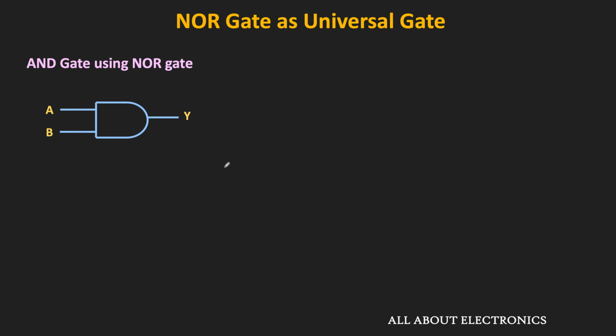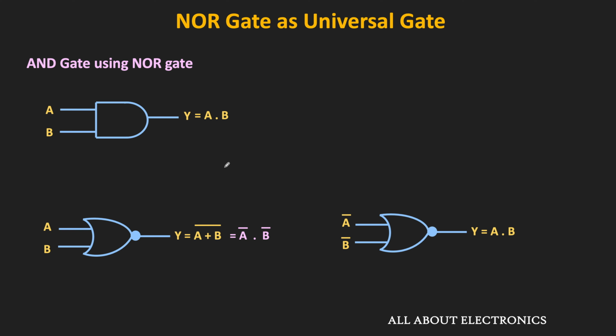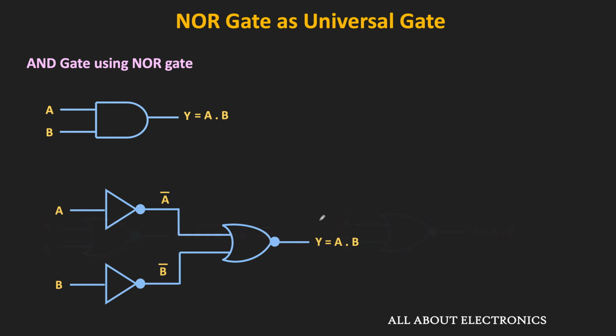If A and B are the inputs to this AND gate, then its output is equal to A dot B. On the other hand, the output of the NOR gate is equal to A plus B whole bar. And using De Morgan's law, equivalently it can be written as A bar dot B bar. So instead of A and B, if we apply A bar and B bar as inputs to this NOR gate, then its output would be equal to A dot B. Because in this case, we will get A bar plus B bar whole bar, which is equivalent to A dot B. Now this A bar and B bar signal can be generated by passing the inputs A and B through the NOT gate.